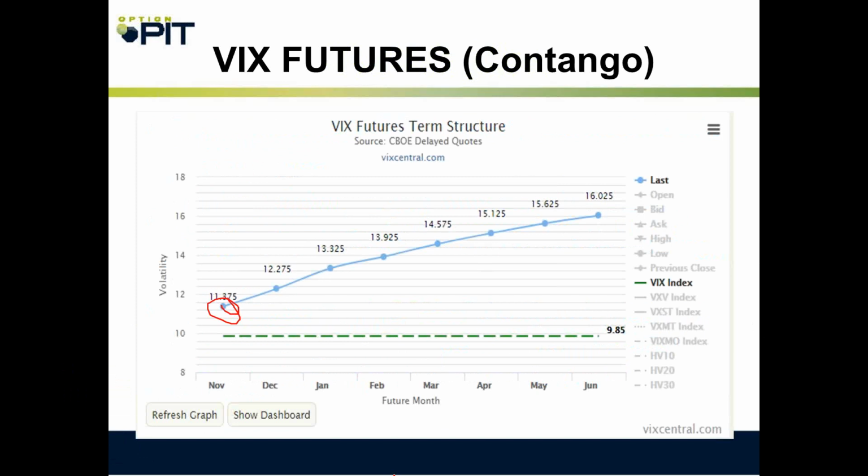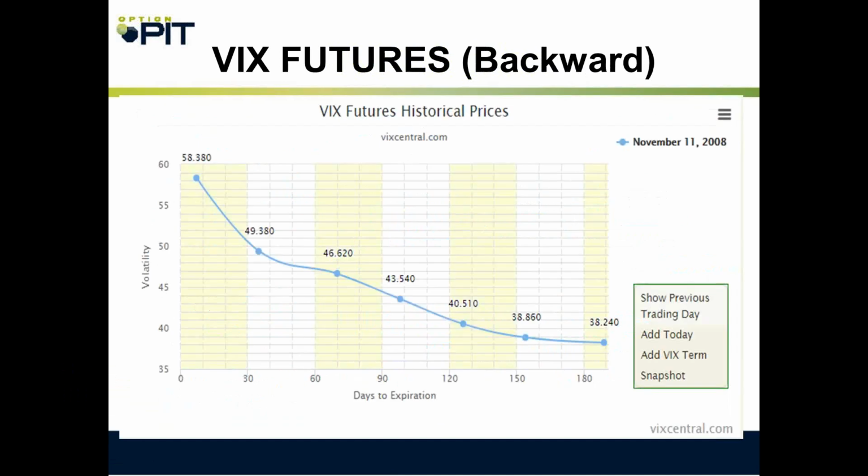It's trading 11.37 at the time. The December is 12.30. The VIX cash is 9.85. So the fact that the cash is cheaper than the Nov future, which is cheaper than December, which is cheaper than January, that is contango. This is backwardation. The front month future is more expensive than the next month, which is more expensive than the next month.